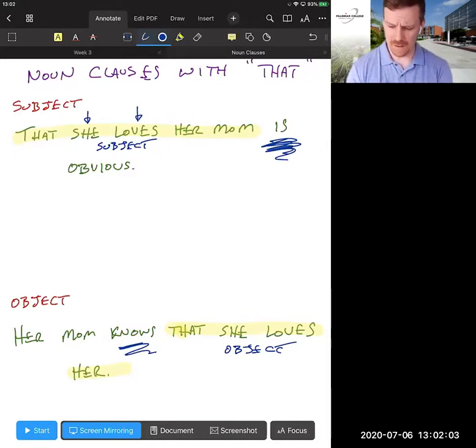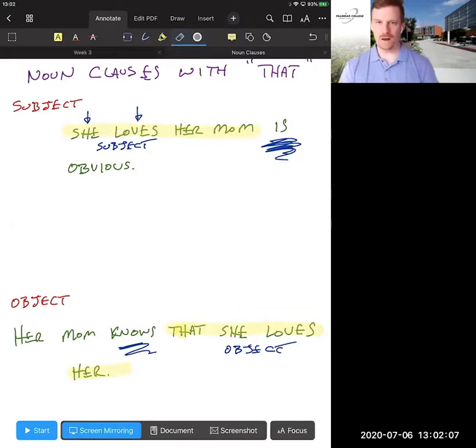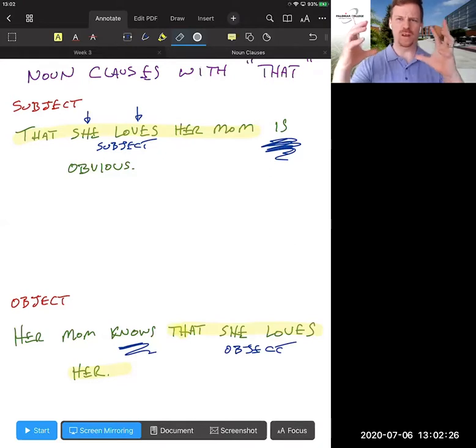If we erased that, let's say we got rid of that. She loves her mom is obvious, is an incomplete sentence because in this sentence, you technically have two main verbs, love and is, and that does not work. So this is a noun clause because the verb love is embedded in the clause that she loves her mom. So that whole group there becomes the thing that is obvious.